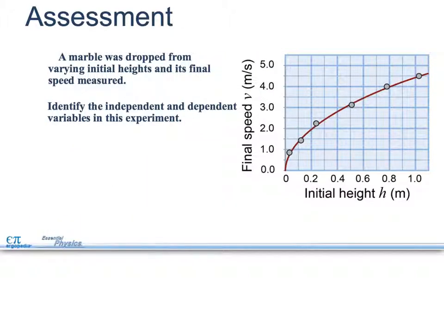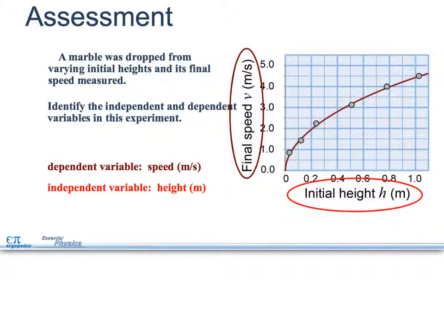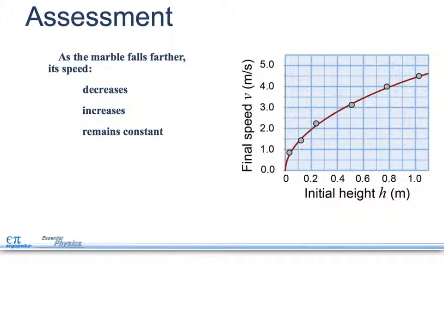A marble was dropped from varying initial heights and its final speed measured. Identify the independent and dependent variable. So the dependent variable is the speed, the independent variable is the height. And as the marble falls farther, will its speed decrease, increase, or remain constant? It increases because when you drop something, gravity makes it go faster and faster, and we'll talk more about gravity next. See you in the next chapter.